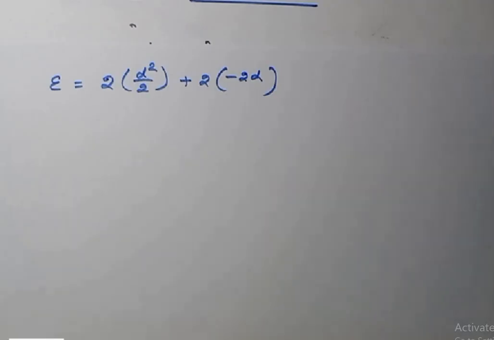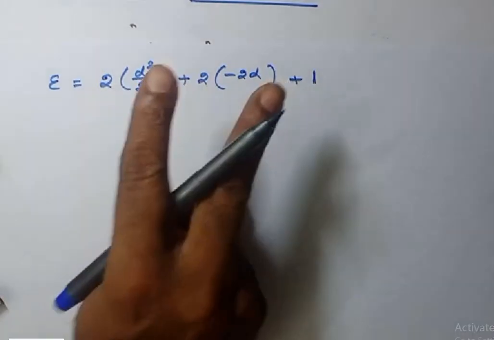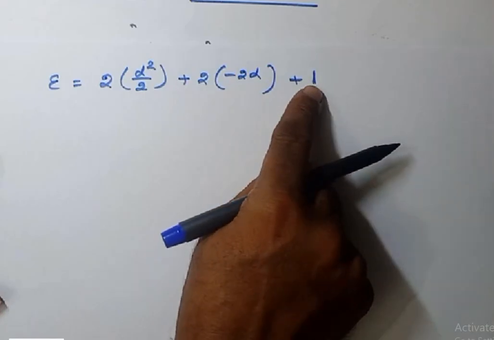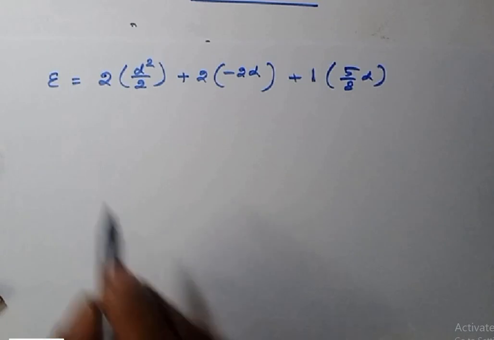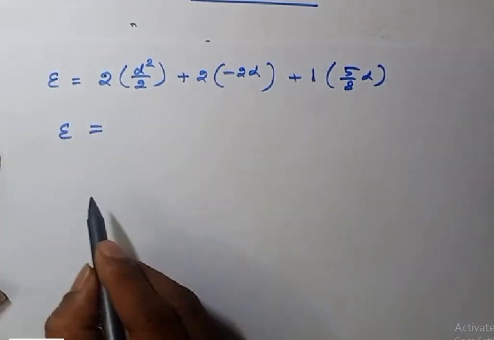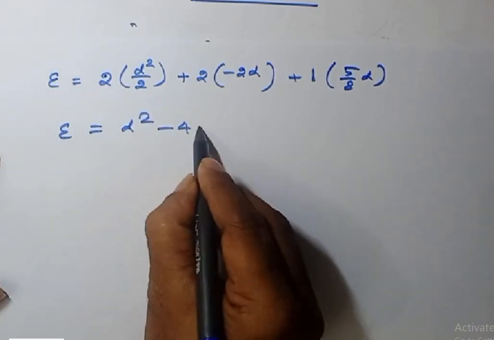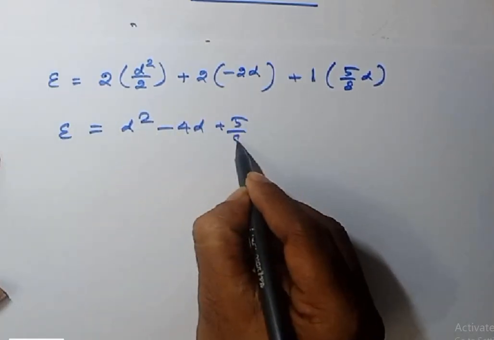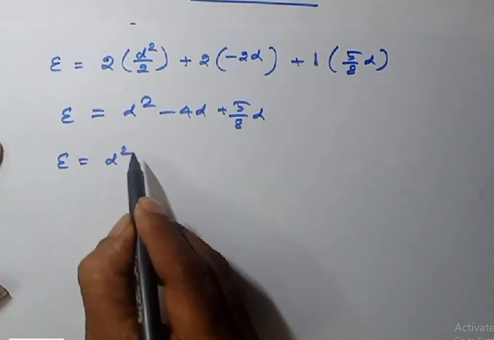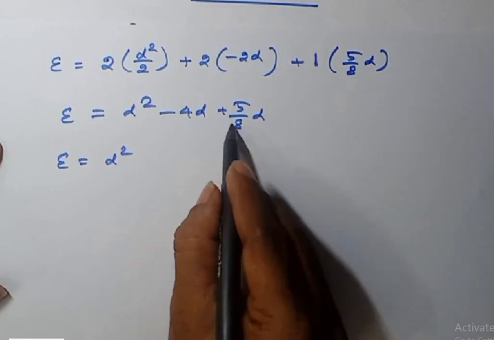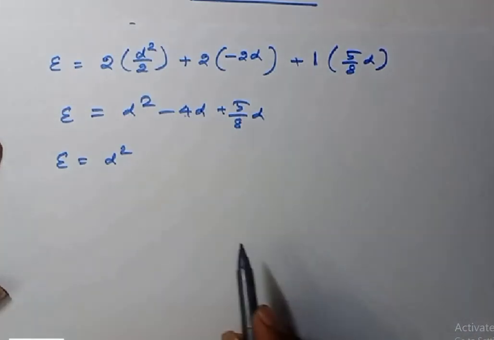Now, with 2 electrons, we have 1 pair. I have only 2 electrons, so I have 1 pair of electrons, into 5 by 8 alpha. This is the repulsive energy. So what we get is E equal to, these 2 cancel, alpha square minus 4 alpha plus 5 by 8 alpha. Take the LCM here. E is equal to alpha square, keep as such, and take the LCM: 8 4s are 32, so 32 minus 32 plus 5.